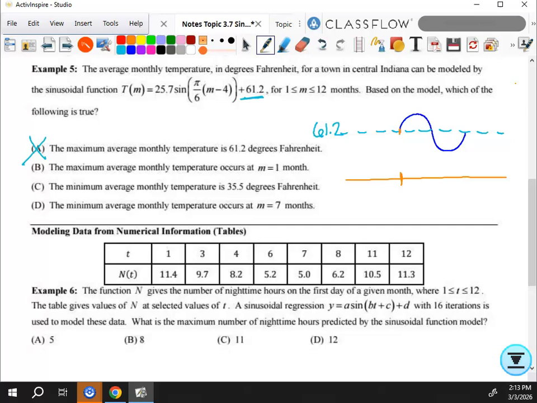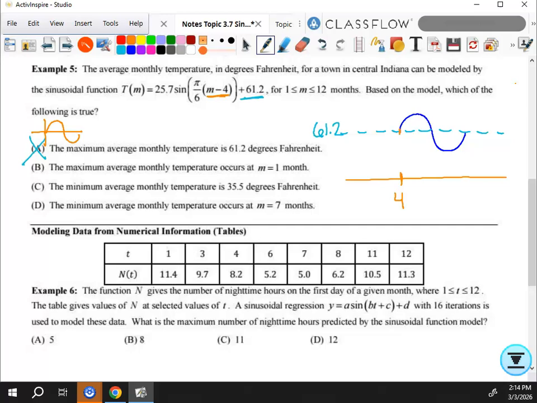So my parent function looks like this, and sine starts at 0, 0, unless I do what? Translate it, right? Are we translating it? Yes. How much? 4. I'm translating it to the right 4. That's what affects the x value. So this whole thing gets moved over to the right 4. Okay, I've got that from my equation.